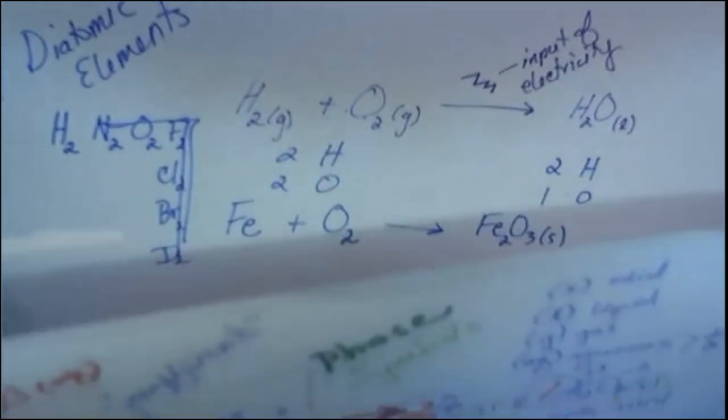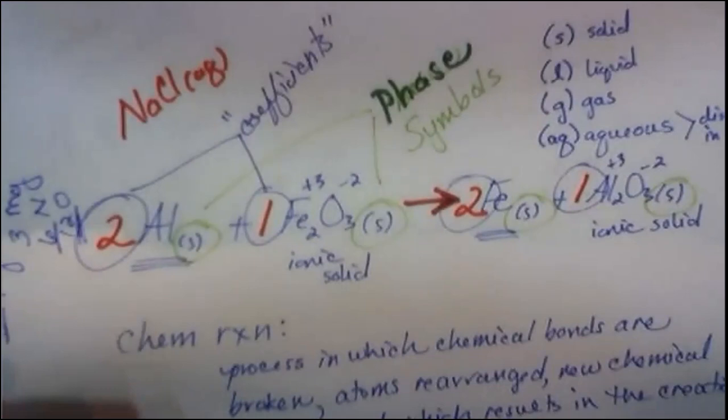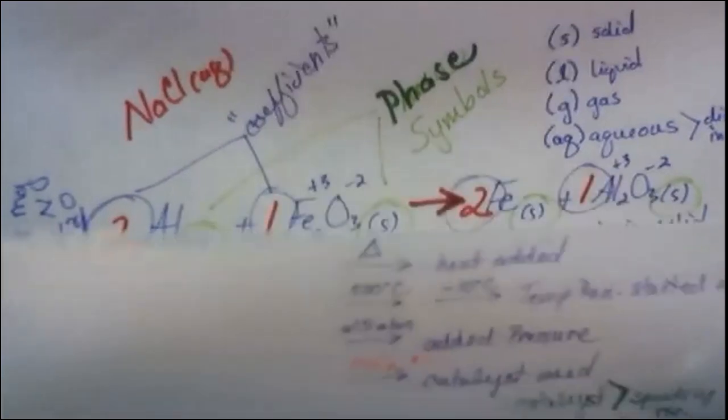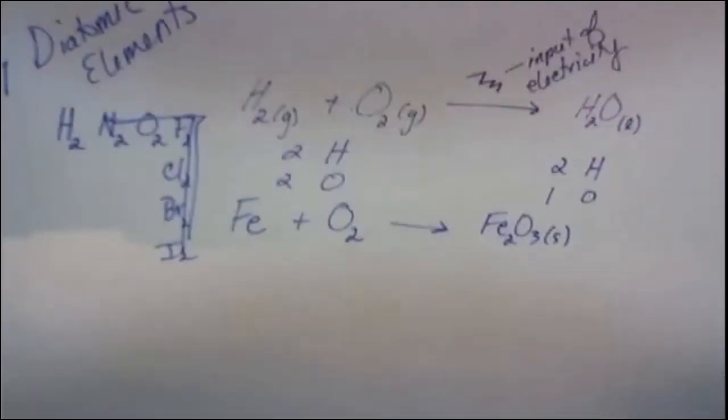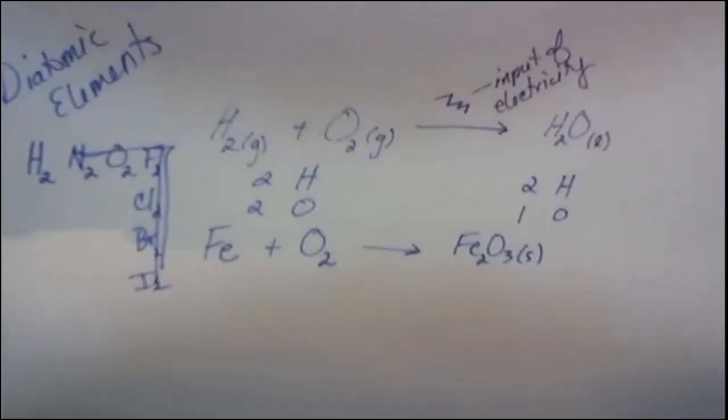Okay, Tyler, this chapter is on chemical reactions. So, at the dinner table tonight, when you get asked, what did you do in chemistry today? You said, started our new unit on chemical reactions. And then you get asked, well, what's a chemical reaction? What will be your response? What we wrote down earlier. The process in which chemical bonds are broken, atoms are rearranged, new chemical bonds are formed, which results in the creation of new substances with new chemical and physical properties.